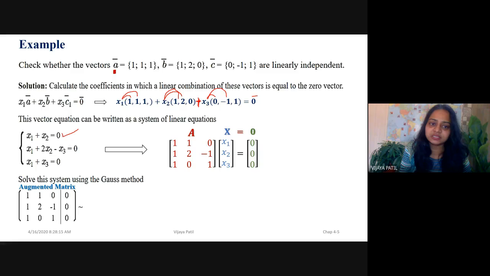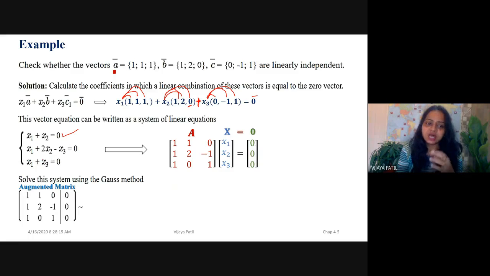Similarly, my third equation will move like this. That is x1 plus 0 times x2 plus 1 times x3 is equal to 0. So this is x1 plus x3 is equal to 0, because if you observe here, the coefficient of x2 is 0, so it's not required to even write that.